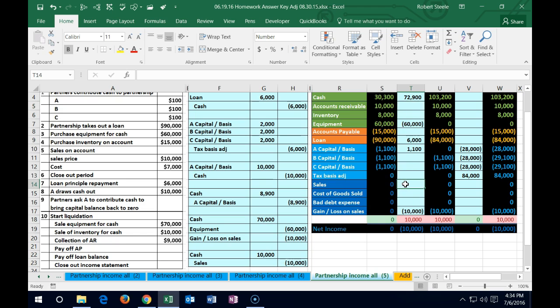Going to go to sales, T14 equals the 10,000, enter. That brings income, net income up to 20. We've got revenue plus that gain, 20, but they're different in terms of taxes because one's capital, one's ordinary.